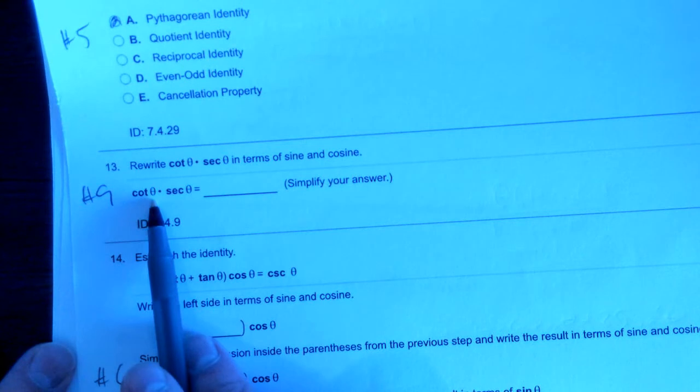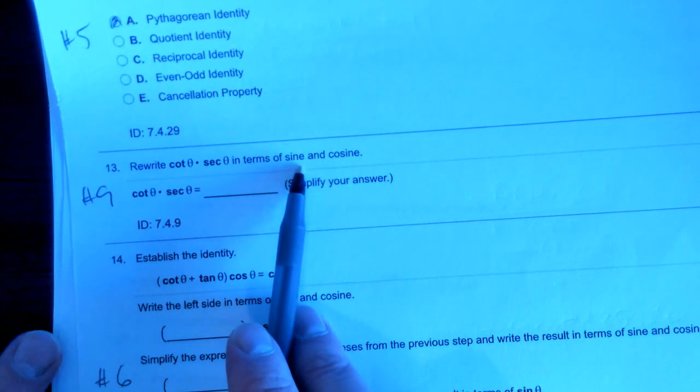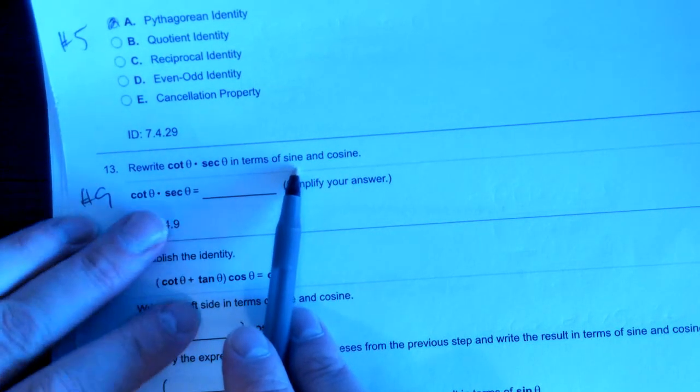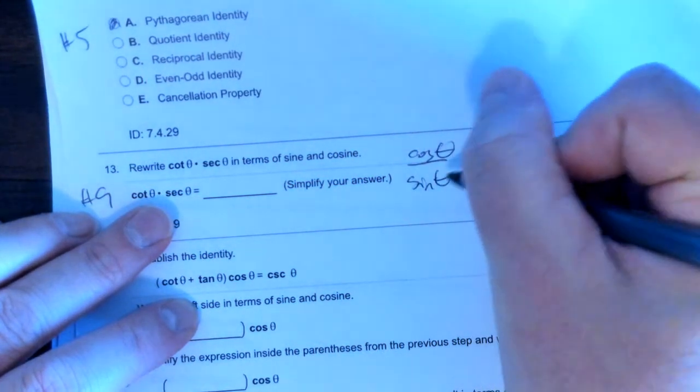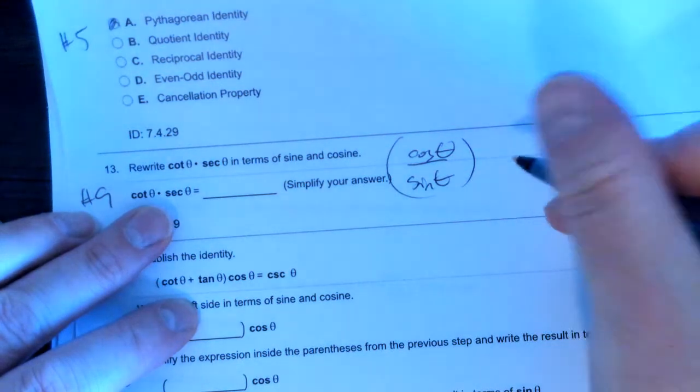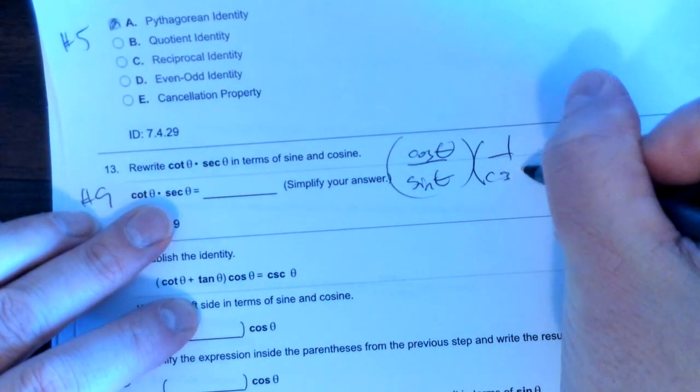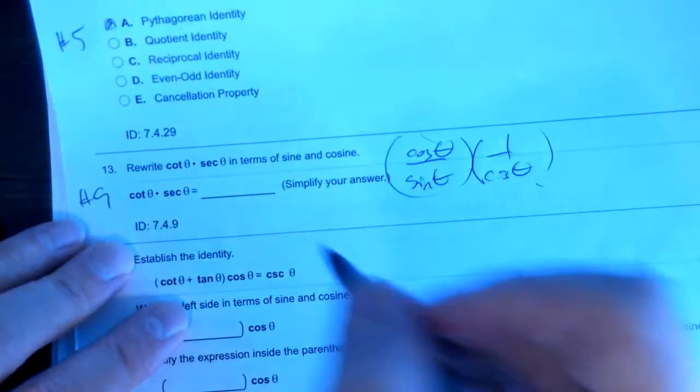Then this one, rewrite it in terms of sine and cosine. So cotangent would be cosine over sine, and secant would be 1 over cosine. And then these cancel, so you get 1 over sine.